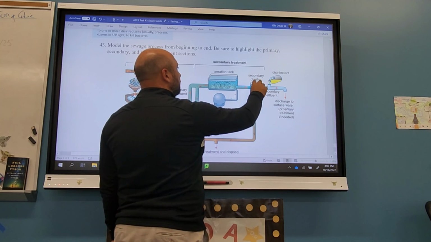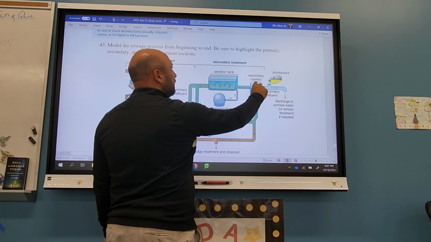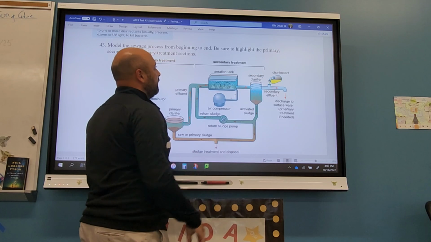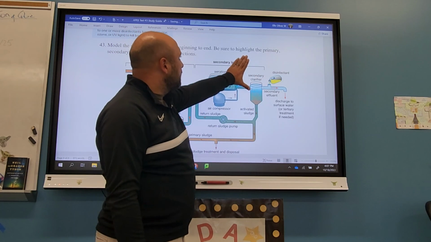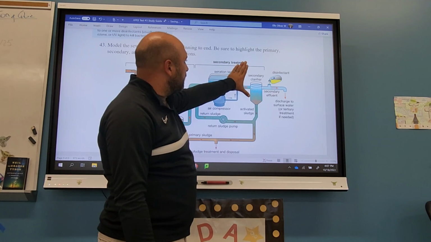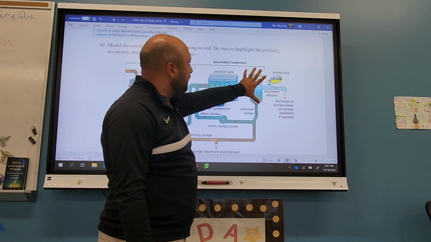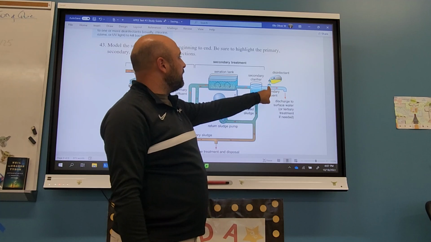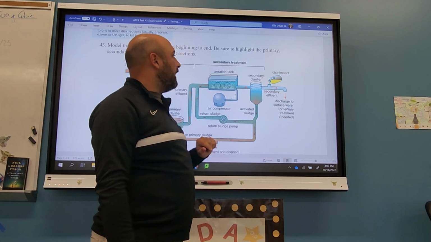And then the clean water up here that the bacteria just cleaned goes to your, I should say this is your tertiary treatment right here. Secondary treatment is the aeration tank. Secondary clarifier is your tertiary. I don't know why they have that separate. But this secondary clarifier should be your tertiary treatment. And then your disinfectant, that is what you add to get rid of the bacteria before you release it back into the water.